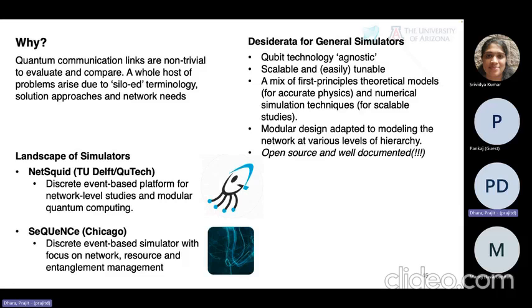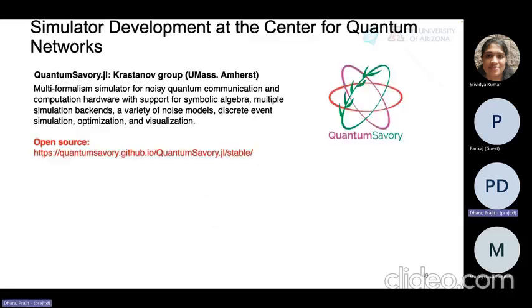The most famous ones are NetSquid, which is a discrete event based platform for network level studies, and something called SeQUeNCe from Chicago, which also does network resource management and whatnot. Our focus has been to do full bottom-up simulations. The most mature of these is something called the QuantumSavory package, in the open source Julia language, coming out of the Krastanov group at UMass Amherst. It takes the most general model for noisy quantum communication and then does discrete event simulation on it.